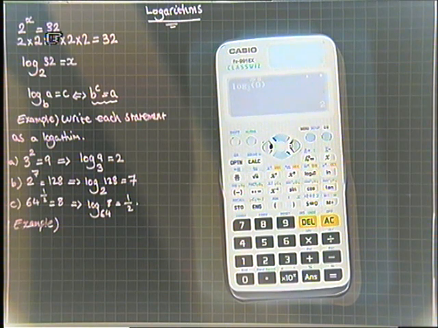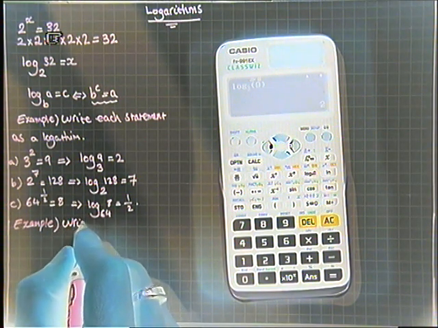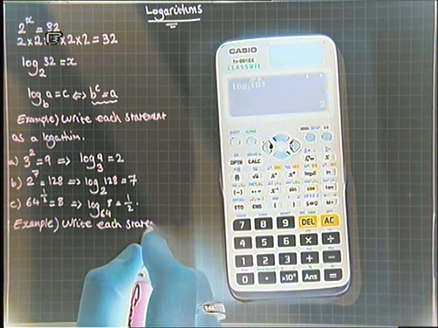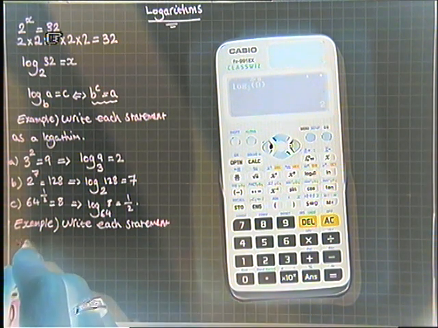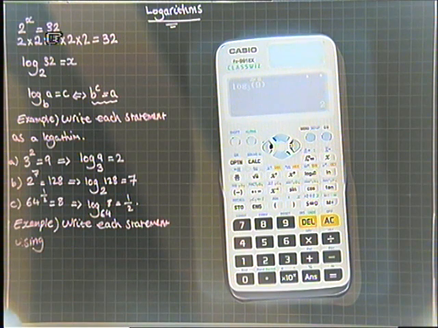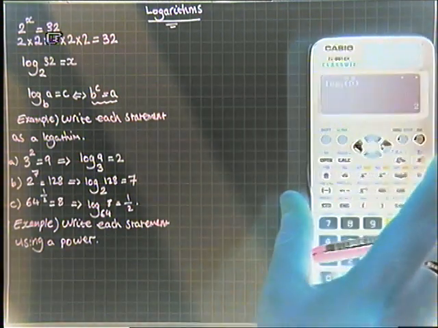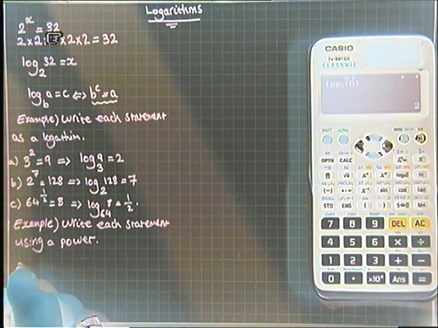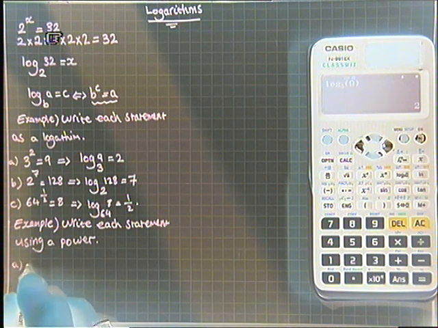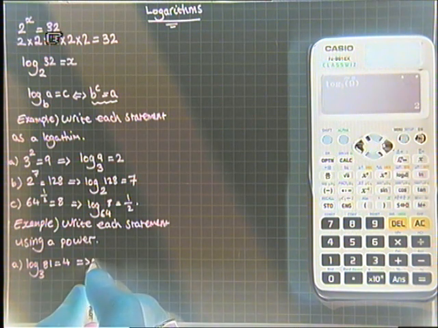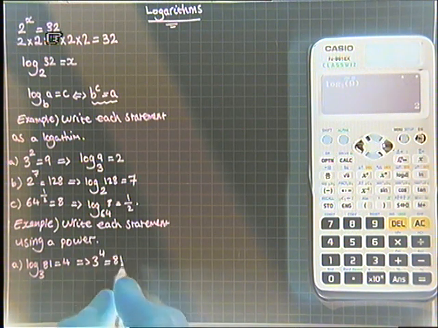Write each statement using a power. A. Log of base 3 of 81 is equal to 4, which means 3 to the power of 4 is equal to 81.